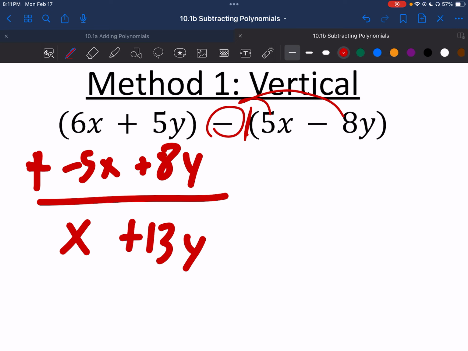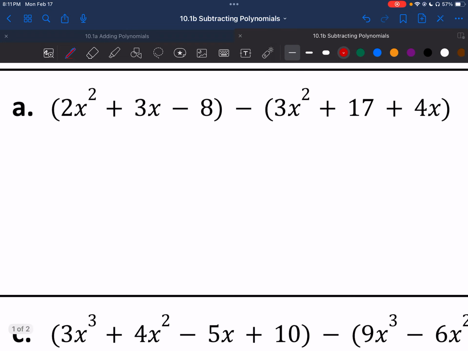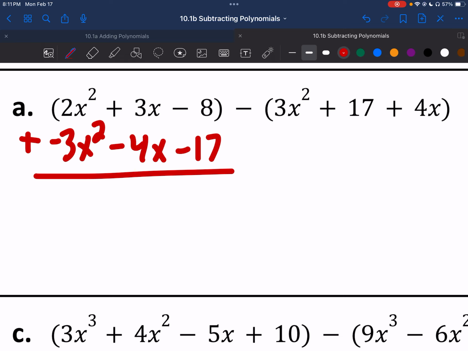So let's work two examples with this vertical method. Letter A, we're going to do 2x squared plus 3x minus 8 minus the quantity 3x squared plus 17 plus 4x. All right, so we are going to think of it in terms of adding the inverses. The inverse of 3x squared is negative 3x squared. The additive inverse of 4x is minus 4x. And the additive inverse of plus 17 is minus 17. And now we can add these together.